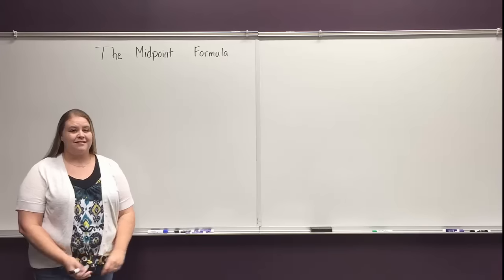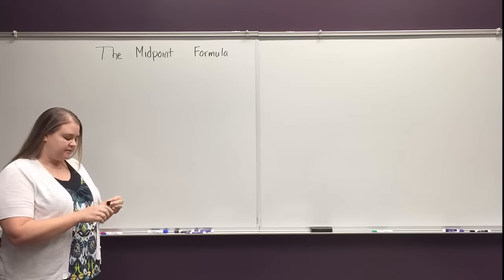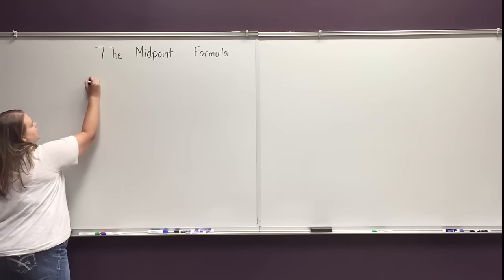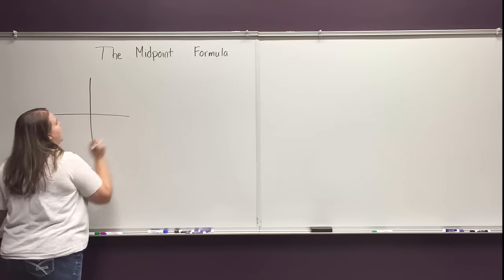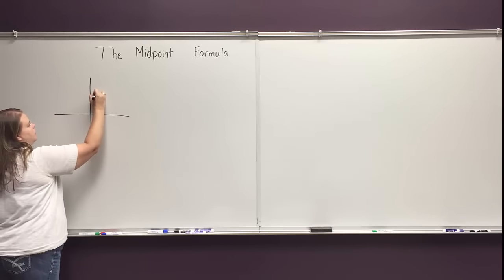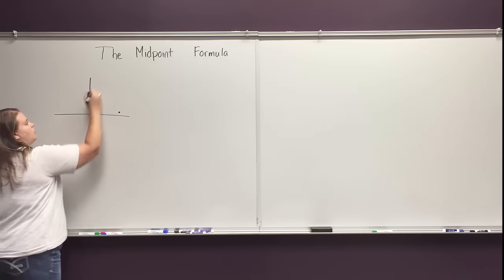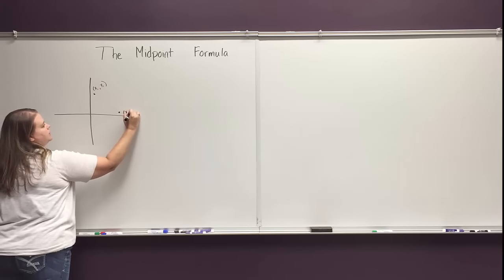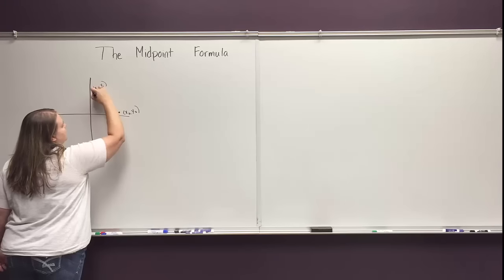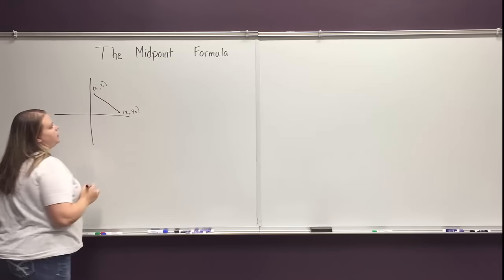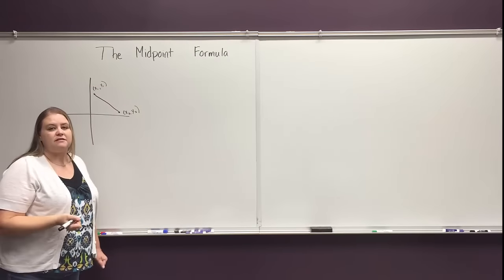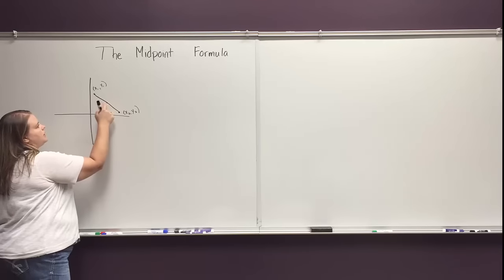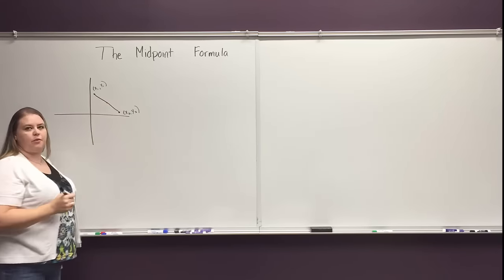The midpoint formula. The midpoint formula allows us to find the midpoint of a line segment within a coordinate plane. So if we have our coordinate plane, and we have 2 points somewhere in this plane, we'll call this one x1, y1, and we can call this one x2, y2. And we have a line segment connecting these 2 points. The midpoint formula allows us to find the midpoint of this line segment. The midpoint being the point in the middle, the point that is equidistant from both endpoints.